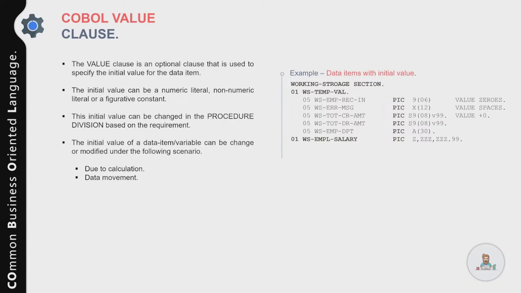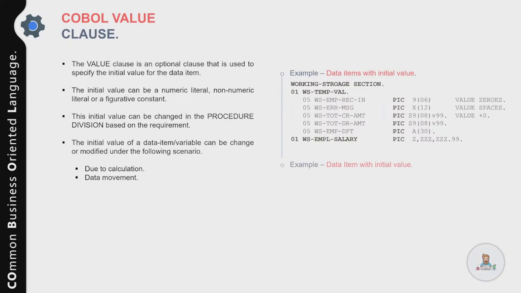Again, we have a working storage section, and there are two different variables defined here. The first one is a group variable, ws-temp-variables, and that includes a couple of elementary items. The first one is ws-emp-rec-in, which is 9 of 6, and we have assigned an initial value of 0 to it. After that, we have ws-error-message, which is X of 12, and we have assigned an initial value of spaces. Similarly, we have the next variable, ws-total-credit-amount, and we have assigned plus 0 as the initial value. So this is how you can use the VALUE clause to assign an initial value to the variables that you define.